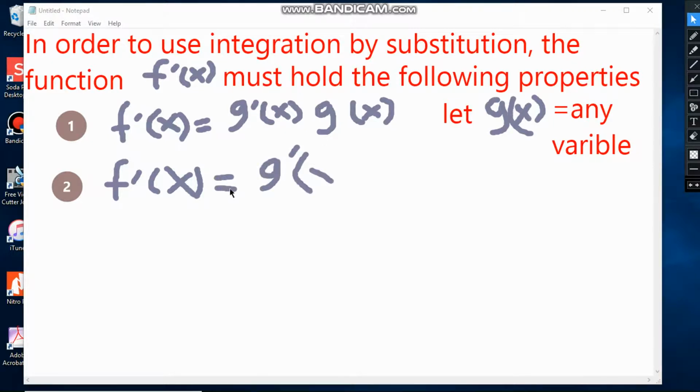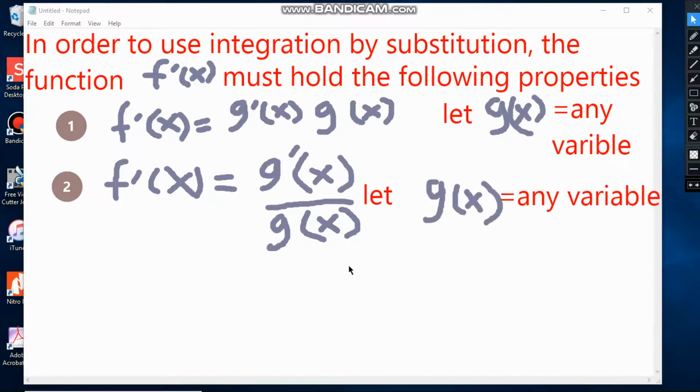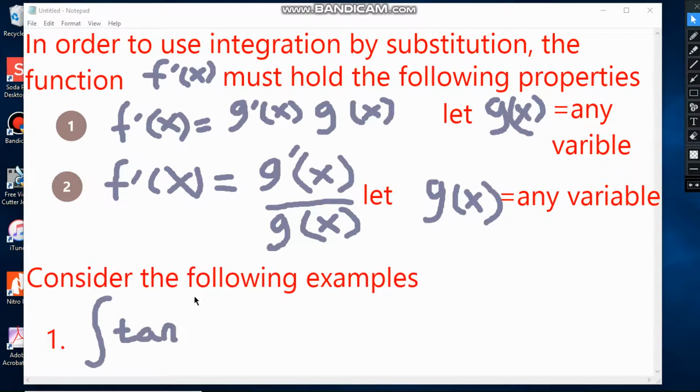Or the function f dash of x must have two functions such that g dash of x over g of x, where g dash of x is the first derivative of g of x, and in this case we let g of x be equal to any variable. Okay, consider the following examples. 1. Integrate tan of x dx, and 2. Integrate cot of x dx.